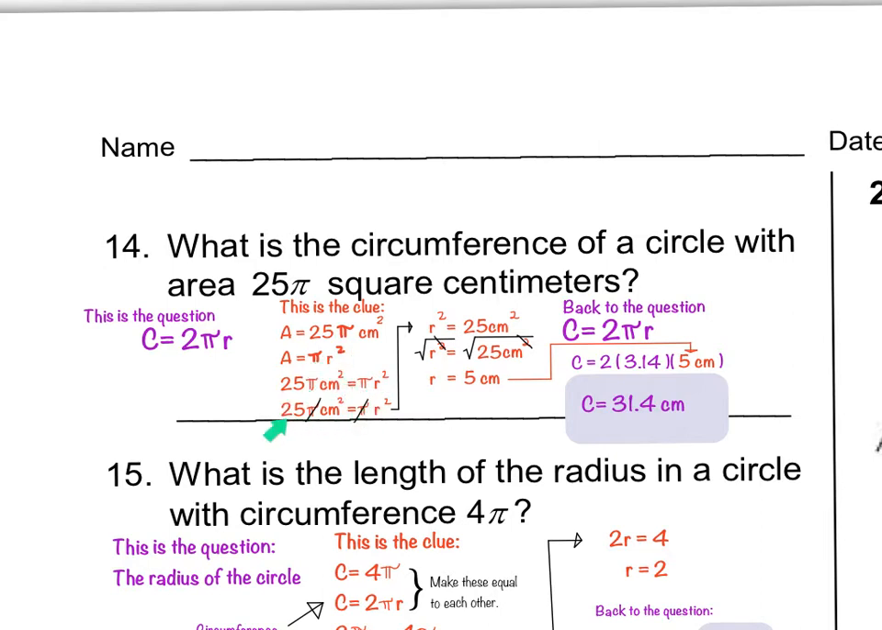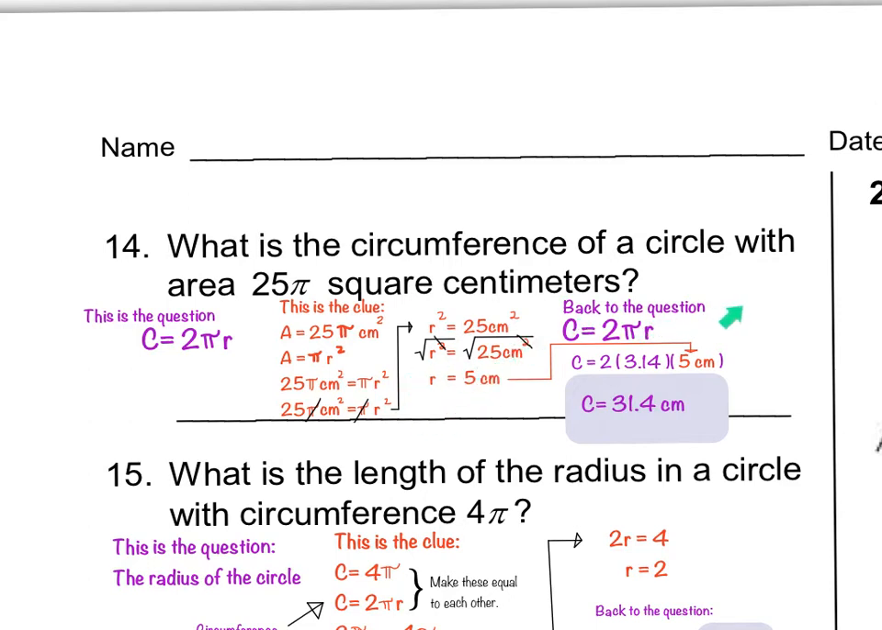Whatever matches on both sides of the equation can cancel. So in this case, the pi's cancel. And I rewrote this as r squared equals 25 centimeters squared. If I square root both sides, then I end up with on this side an r, which equals the square root of 25, which is 5, and centimeters squared becomes centimeters. So now I have my radius.